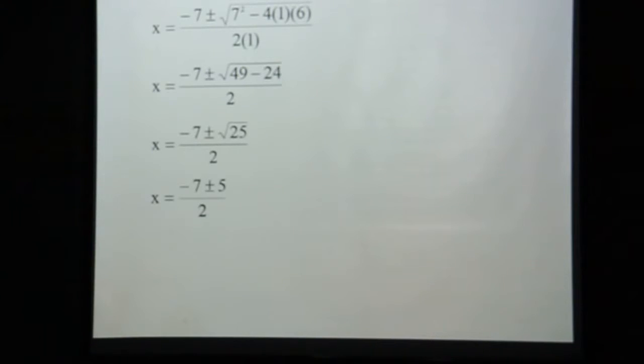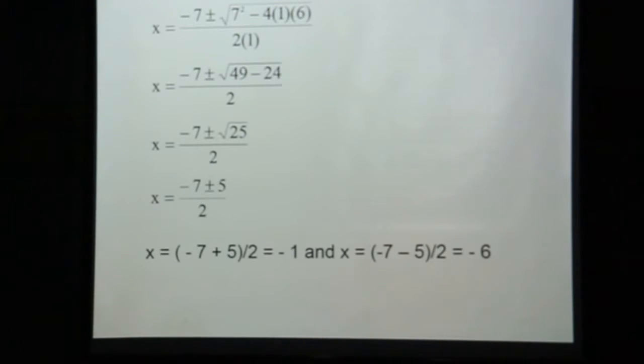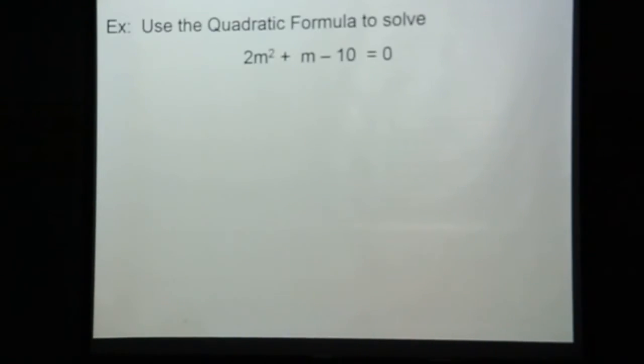So it's negative 7 plus 5 divided by 2. You'll notice that there's parentheses, because if you do not put those parentheses for your calculator, it will not show you the answer. So you get negative 1 and negative 6 as your two answers. We also did this one at the beginning of the day, and you'll recognize that the answers are exactly the same.